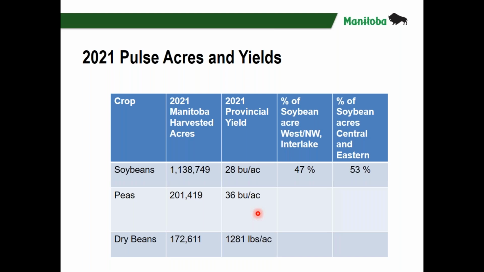We were looking at dry beans, just for interest's sake. Dry bean acres were similar to the previous year, down a bit, but yields were definitely down. Our provincial average is like 1,700 pounds, and we only ended up with just under 1,300 this past year.